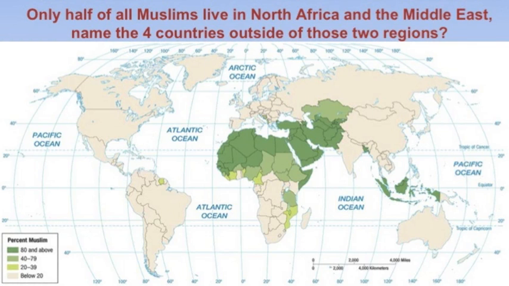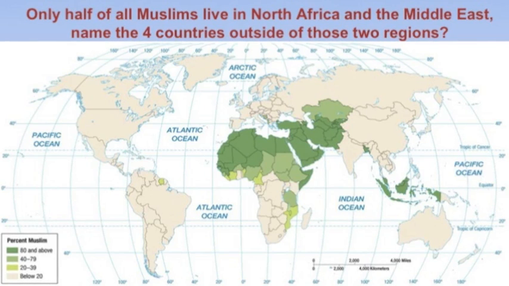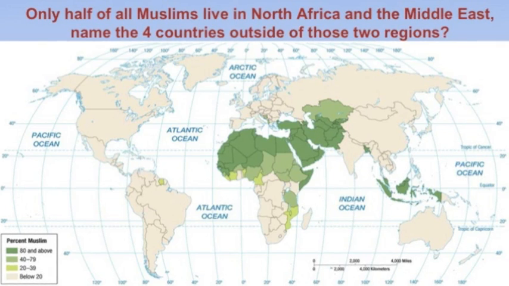Okay, and the last thing here, speaking of Islam, looking at this map again, a little larger: 1/2 of all Muslims live in North Africa and the Middle East. Name the 4 countries outside of those 2 regions.